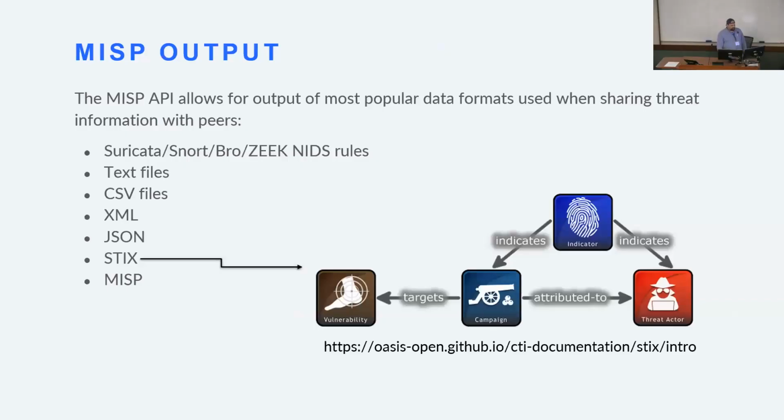Okay, output. So you have lots of options. You can do NIDS rules, text files, CSV, XML files. You can take an individual event or set of events and then export them, which is very useful for communicating with people internally and externally.